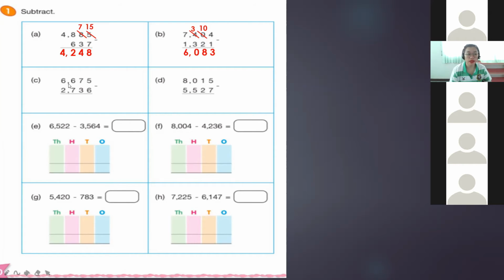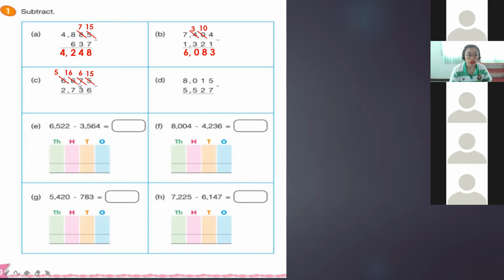Okay, we have the numbers 6,675 minus 2,736. So from the ones place, 5 is smaller than 6. So we have to borrow from 7. So 7 becomes 6 and 5 becomes 15, so that we can subtract the subtrahend.